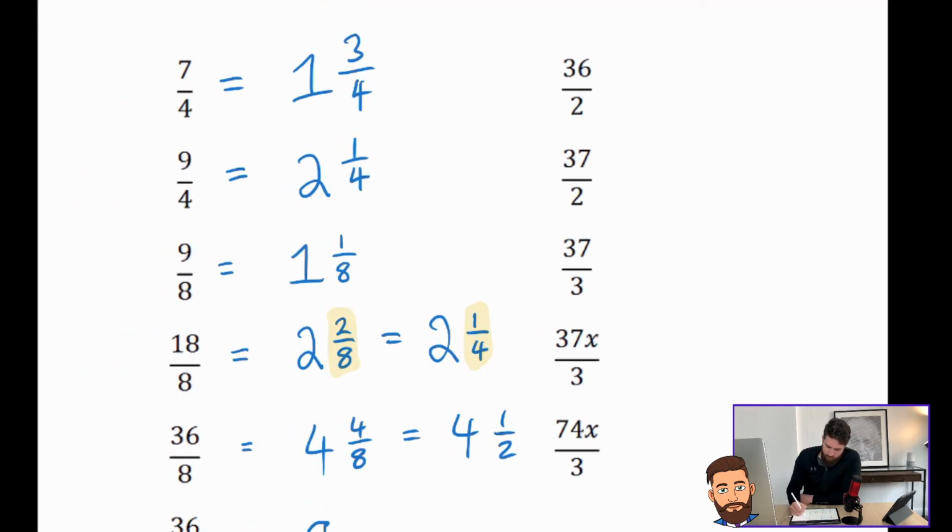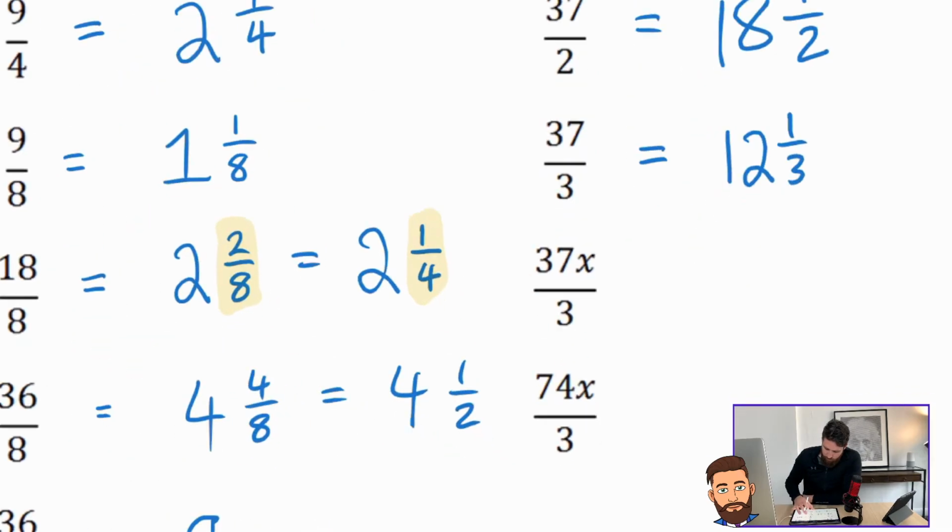36 over 2, that is just 18. How many times does 2 go into 37 whole? Well, we know 18 is 36, so 18 whole ones with 1 half left over. How many times does 3 go into 37? Again, knowing your tables, 12 would be 36 with 1/3 left over.